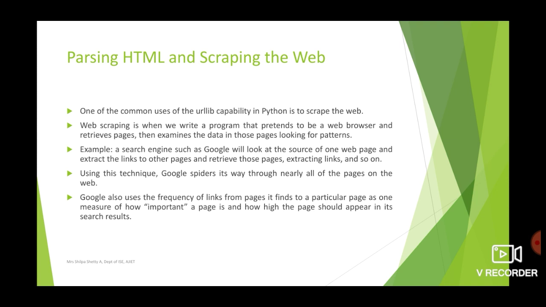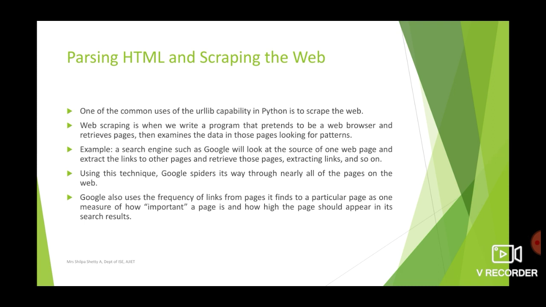Web scraping is when we write a program that pretends to be a web browser and retrieves pages, then examines the data in those pages looking for patterns. In simple words, we will search one web page. That web page has a link to another web page. Once we click the link, we go to that new page. Again, that web page may have some more links, so again we click and go to some other page. So this is a continuous process. This is called web scraping.